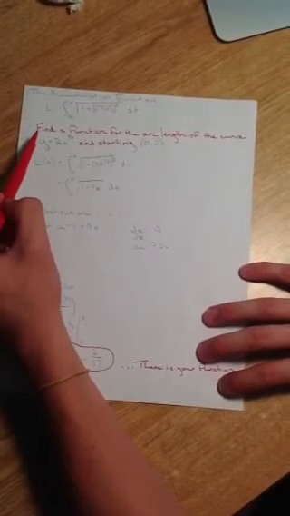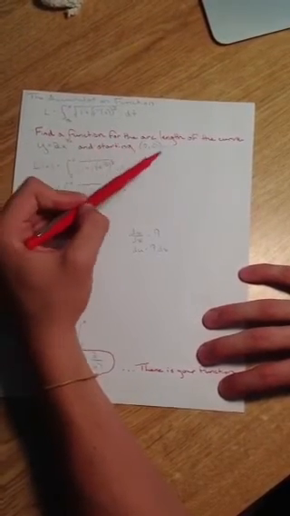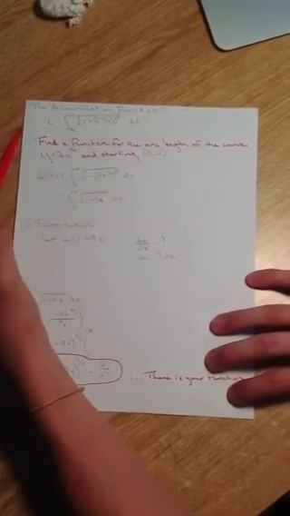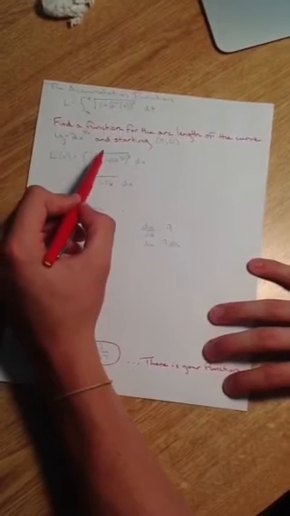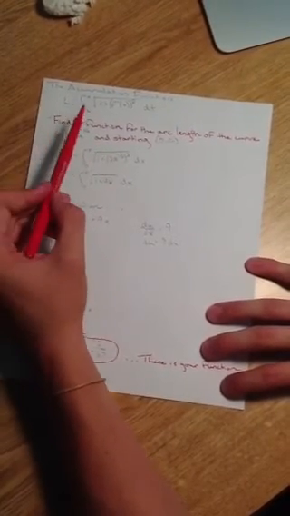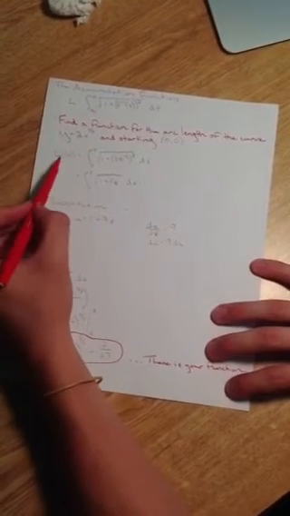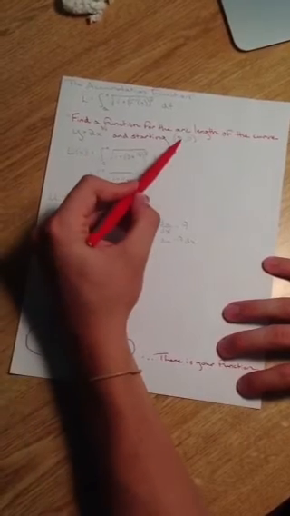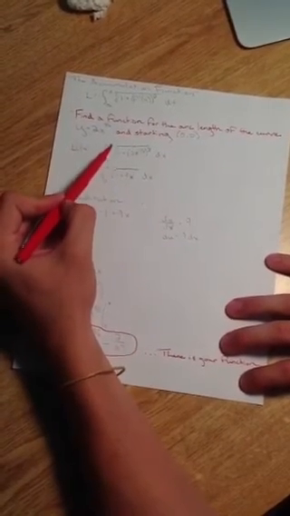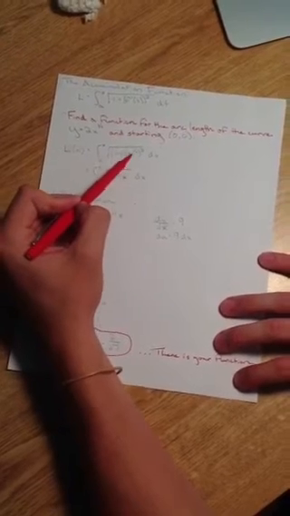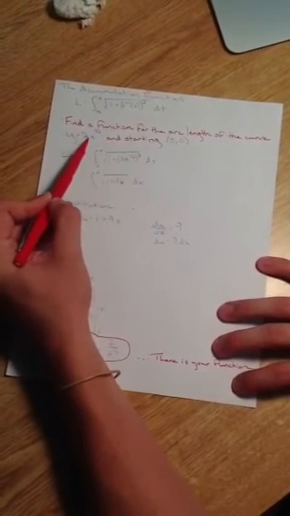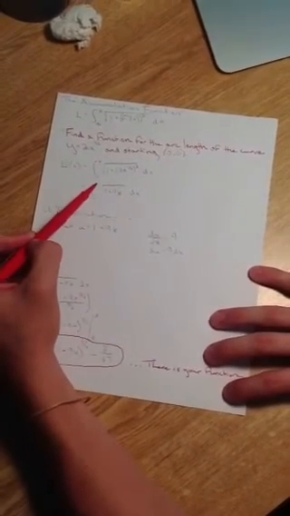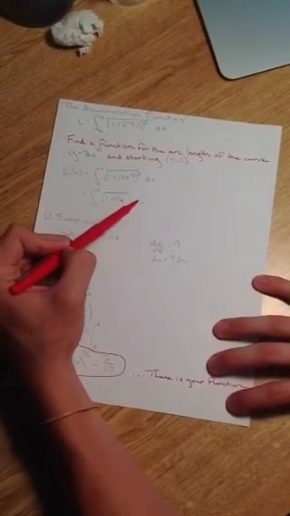Now, if we look at an example, find the function for the arc length of the curve y equals 2x to the 3 halves starting at 0, 0. So let's set up the equation for arc length using this new accumulation function equation. So the length of x is equal to the integral between 0, because that's where you start, and x of the square root of 1 plus 3x to the 1/2 squared, the derivative of 2x to the 3/2. That simplified is the integral between 0 and x of the square root of 1 plus 9x dx.